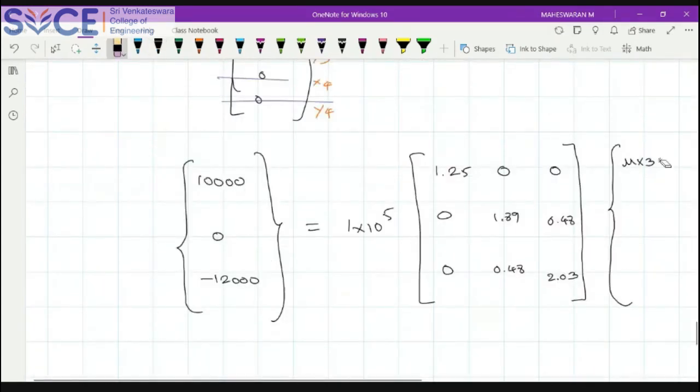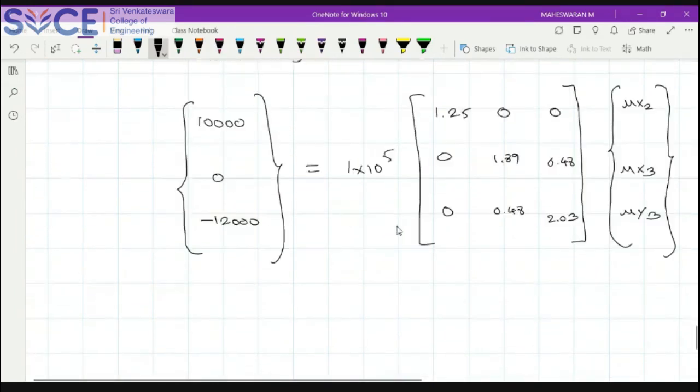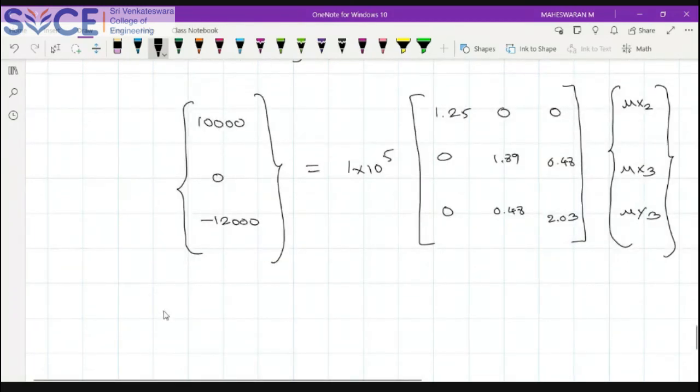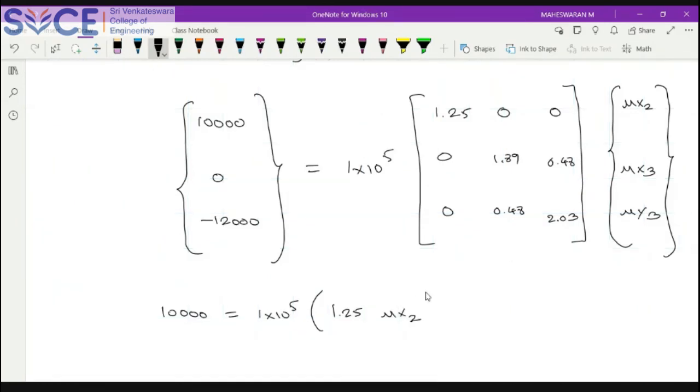Ux2 is there, and Ux3 and Uy3. So these are my terms. Okay, now we have our matrix in equation form, and you can write this as equations. What is my first equation? 10,000 is equal to 1 into 10 power 5 of 1.25 Ux2. The other terms are 0.